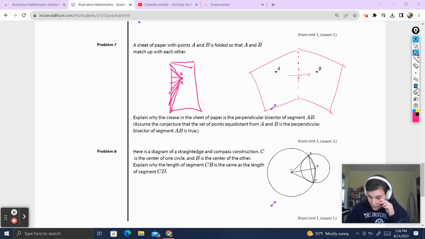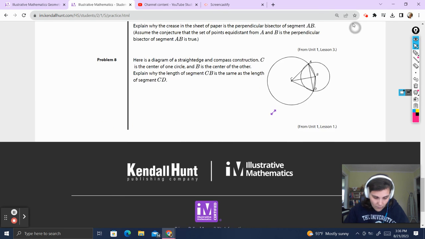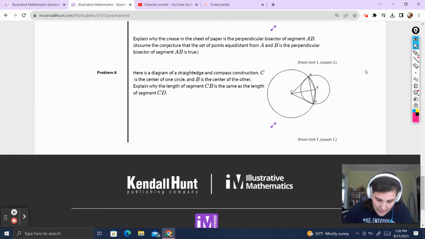All right, problem 8. Last question. Here is a diagram of a straightedge and a compass construction. C is the center of one circle, and B is the center of the other. So we have C and B. Explain why the length of segment CB is the same length as segment CD.